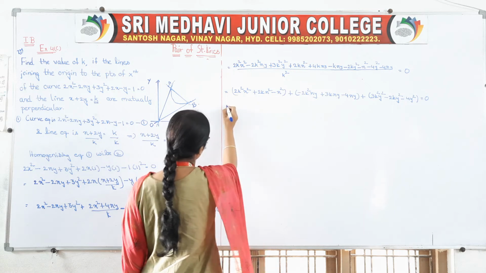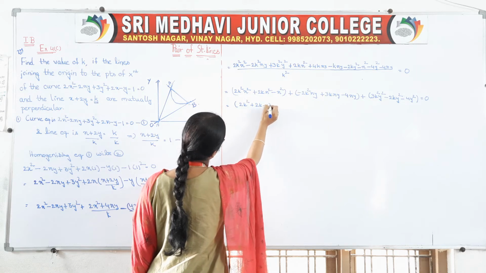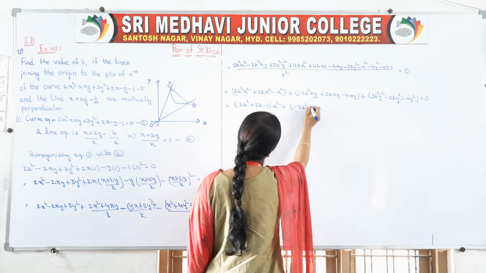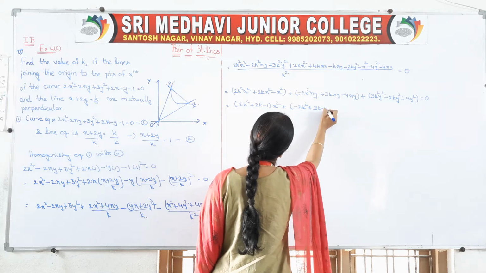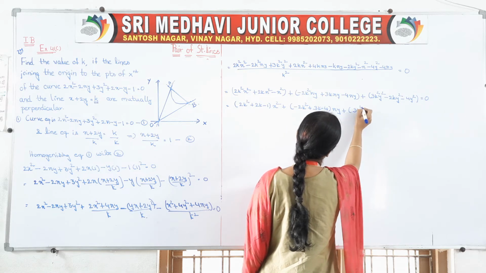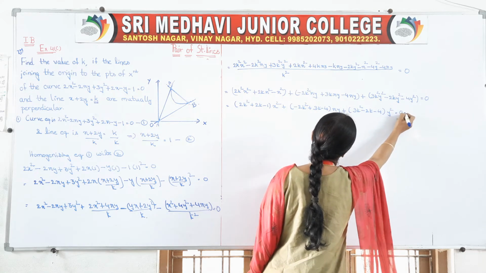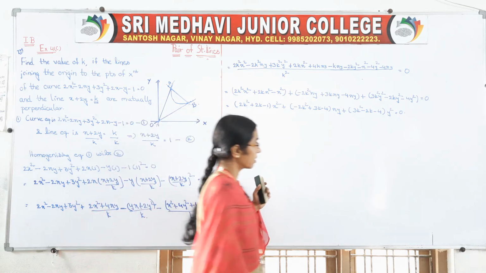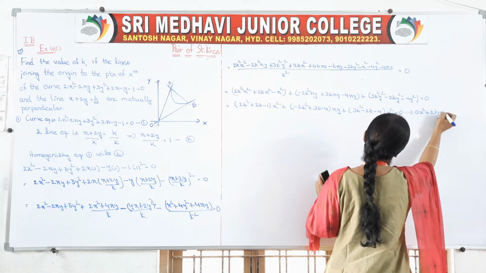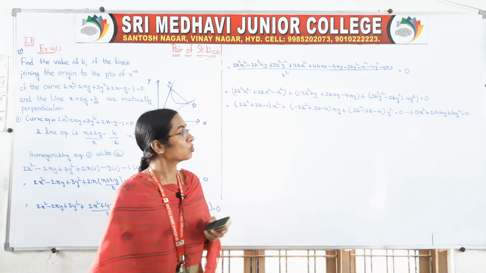Now from this, take x square common, then it is 2k square plus 2k minus 1 into x square. Next xy term: minus 2k square plus 3k minus 4 into xy. Next y square term: 3k square minus 2k minus 4 into y square is equal to 0. Which form is it? It is of the form ax square plus 2hxy plus by square is equal to 0.